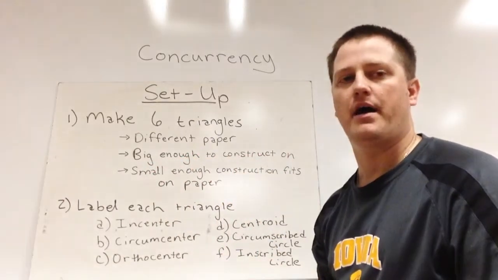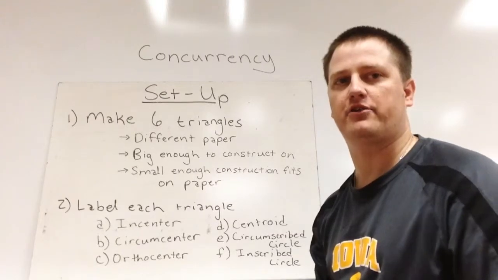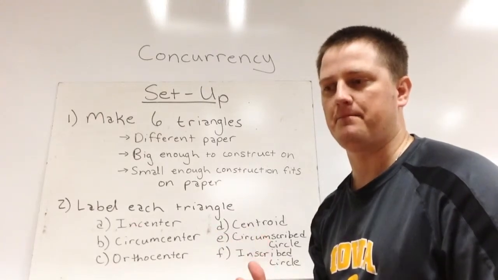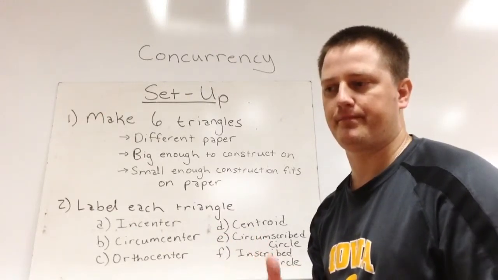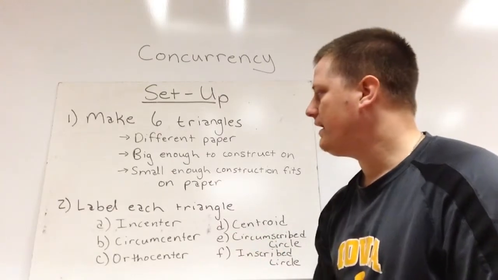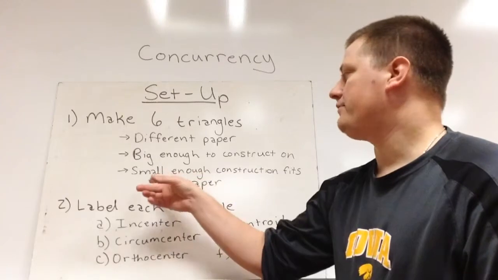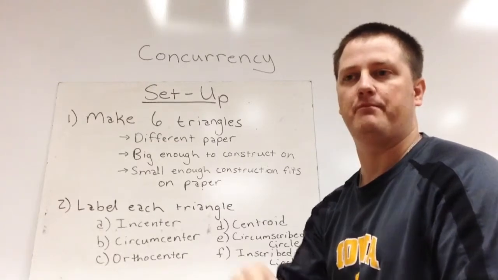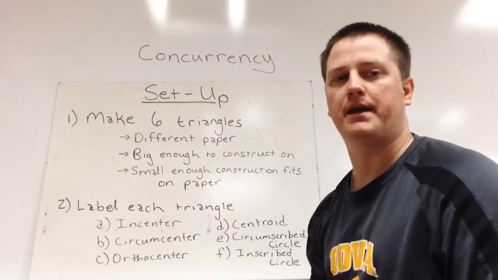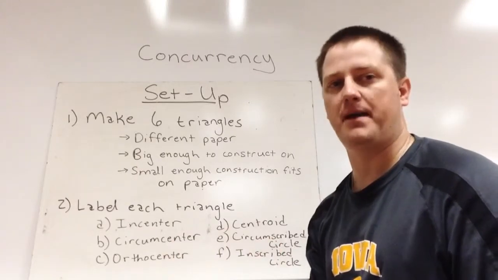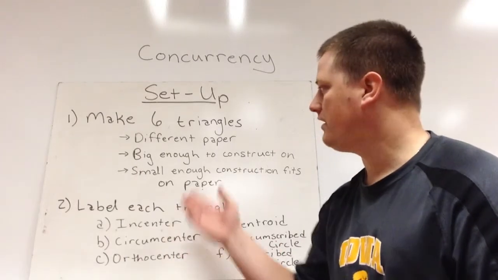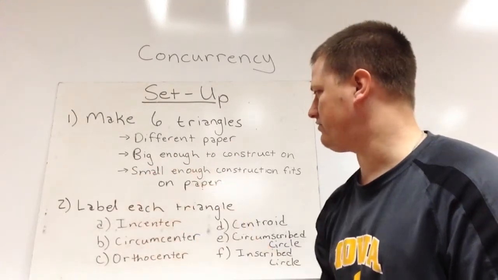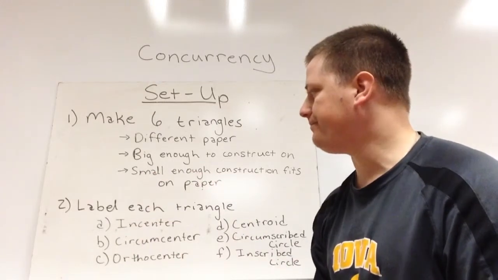We're going to be making things like angle bisectors, perpendicular bisectors, altitudes, and other things like that. But also make sure that it's small enough that the construction fits on the paper. When we go to make perpendicular bisectors, we don't want part of it going off the page because that'll just mess us up. So make sure that it's big enough that our constructions won't be too small to see what's going on, but small enough that the construction will stay on the paper.